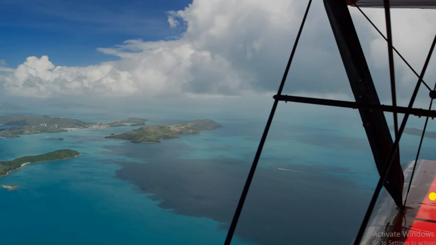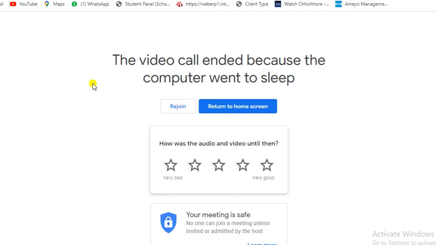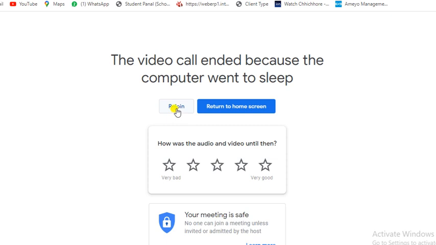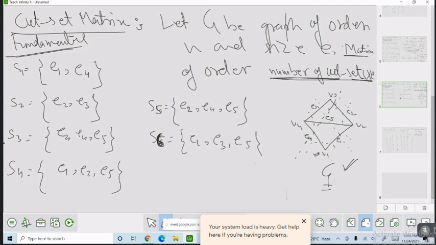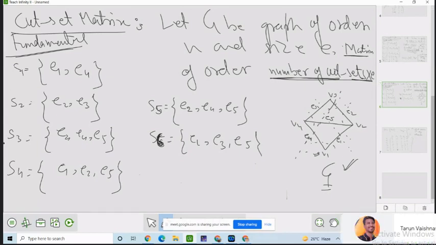We need a spanning tree of this graph. We need a spanning tree of this graph. Okay, we need the spanning tree in this graph. And in place of the number of fundamental circuits, what will you write here? You will write the fundamental cut set here. Okay, and the number of edges will be there.